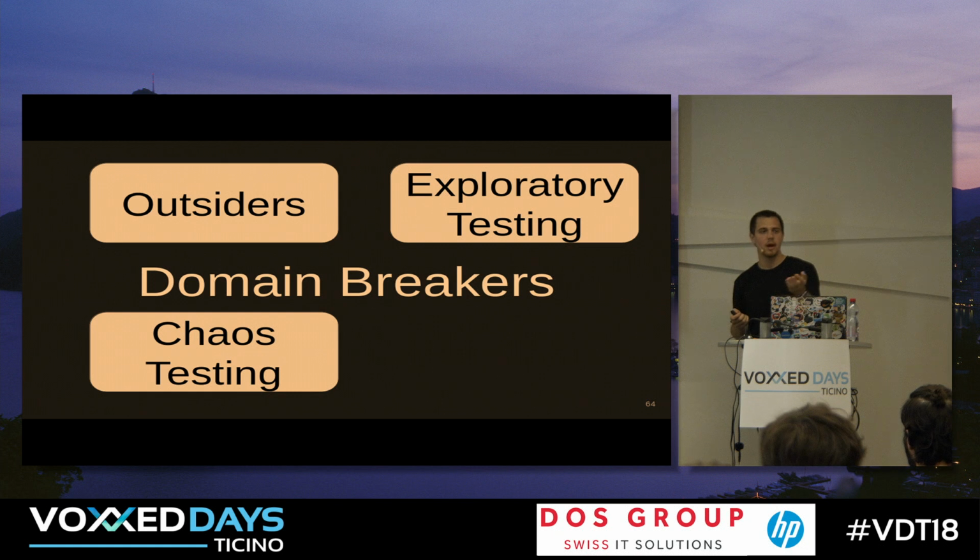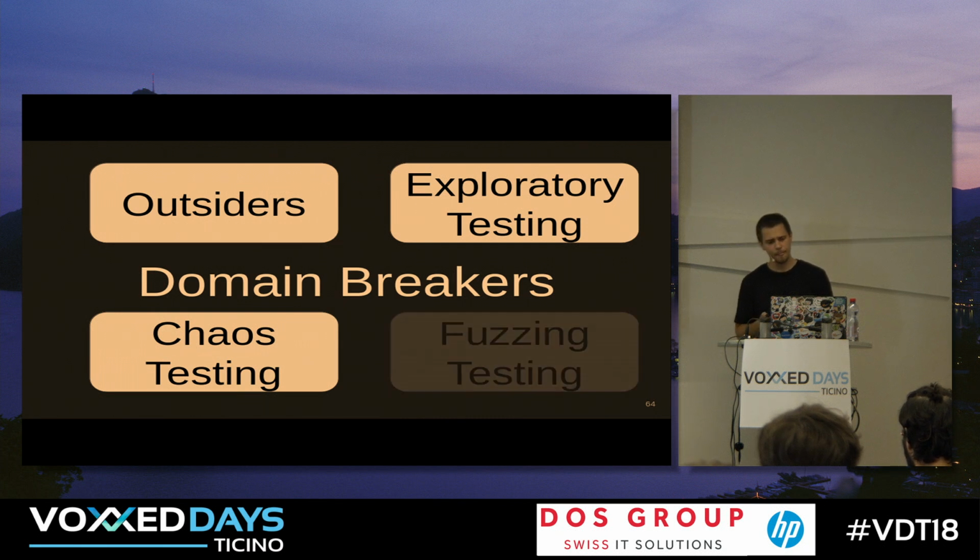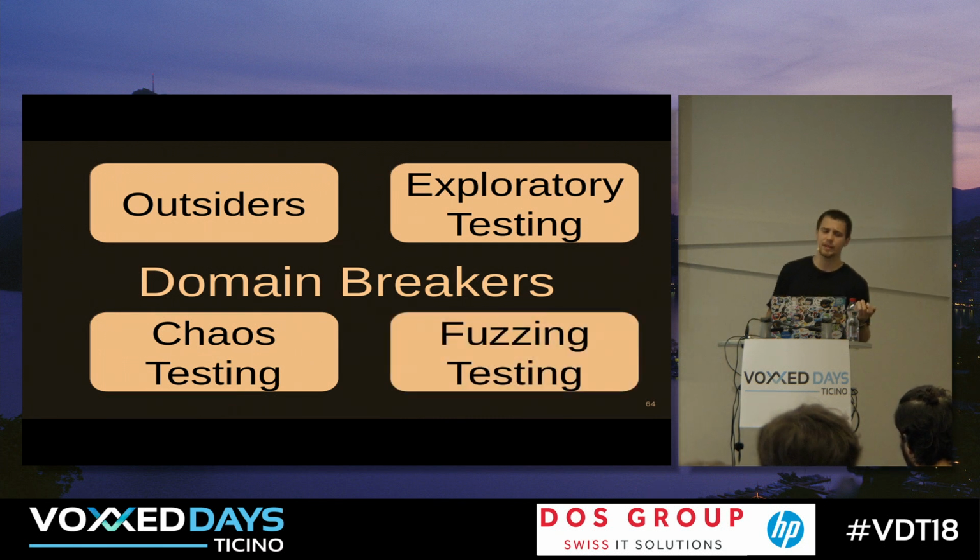Chaos testing, Chaos Monkey from Netflix, is a very well-known test automation. Basically, if you have microservices, it randomly drops one and sees if your application is still functioning or not. And last but not least, I sometimes recommend fuzzing testing, where you just dump a ton of random data on your production application.